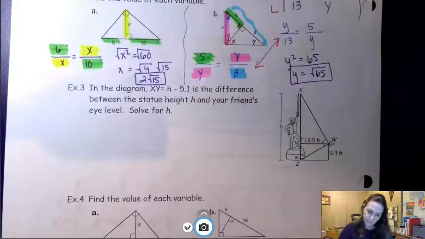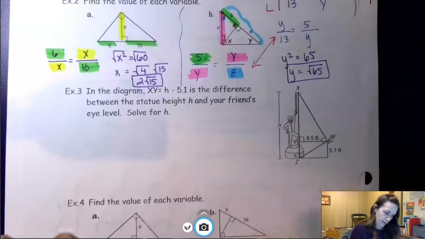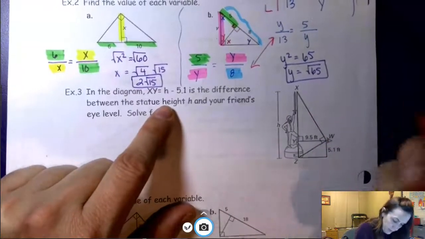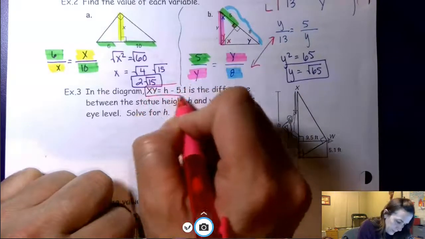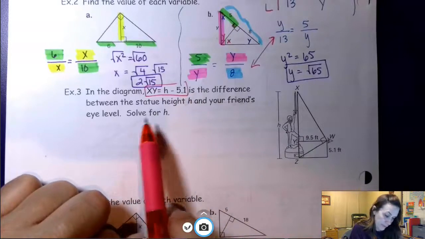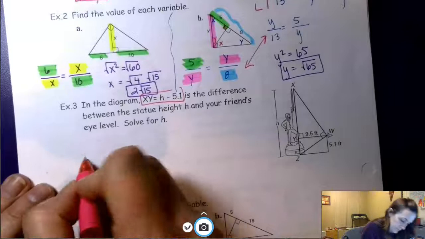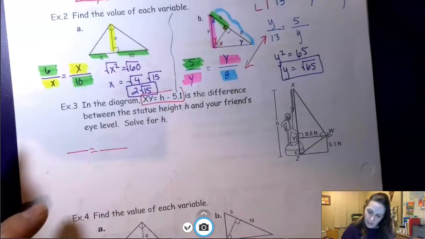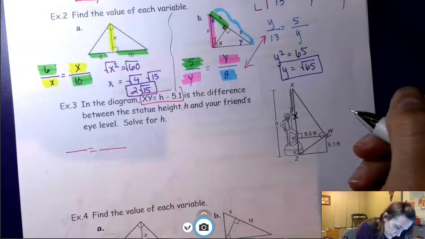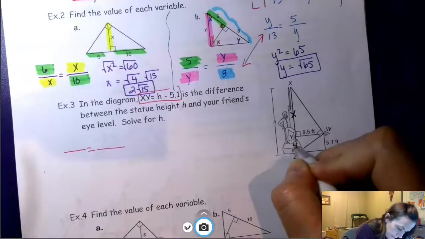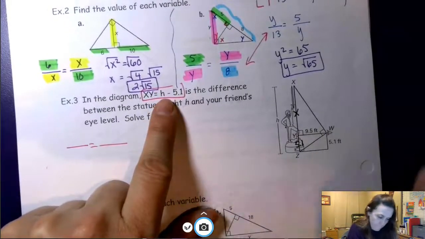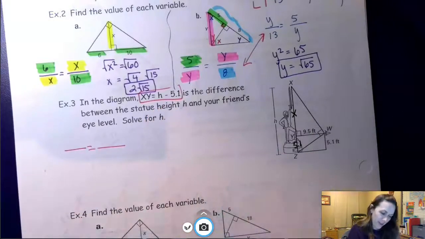Coming down here, in this diagram, xy is considered h minus 5.1. Okay, so that's important. Now, the difference between the statue height and your friend's eye level. Solve for h. I am going to name this the x that we're looking for, and this is the 5.1. The x that we just mentioned is that height minus the 5.1. I don't really use that one.